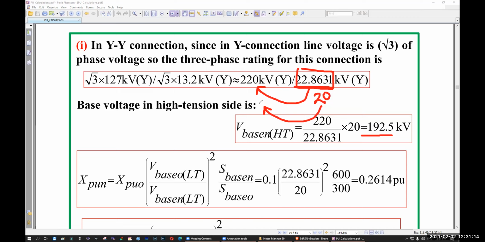You got it? So your voltage at the high voltage side will be 220 divided by 22.8631 into 20. So that is your new base: 192.5 kV. Now your X per unit new, X per unit old, V base old, V base new, high voltage or low voltage doesn't matter because it is per unit, everything will be the same. So S base new, S base old. So 0.1, 22.86, that is your old base.